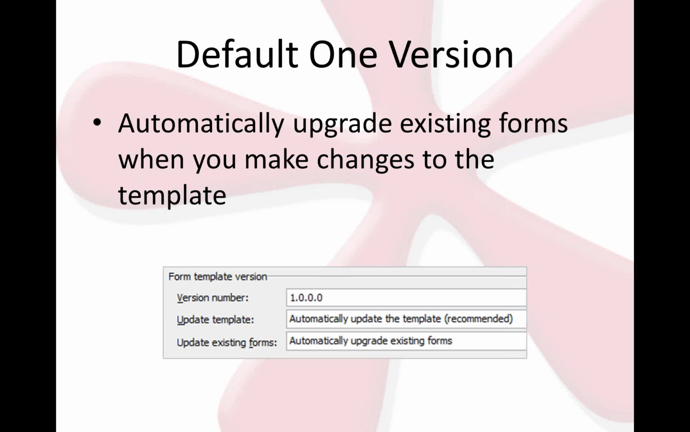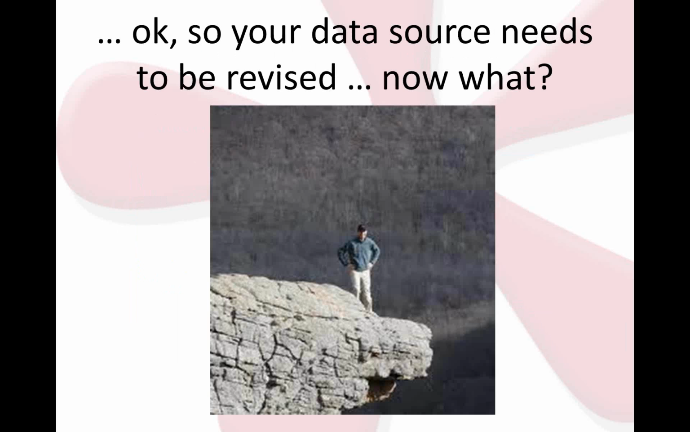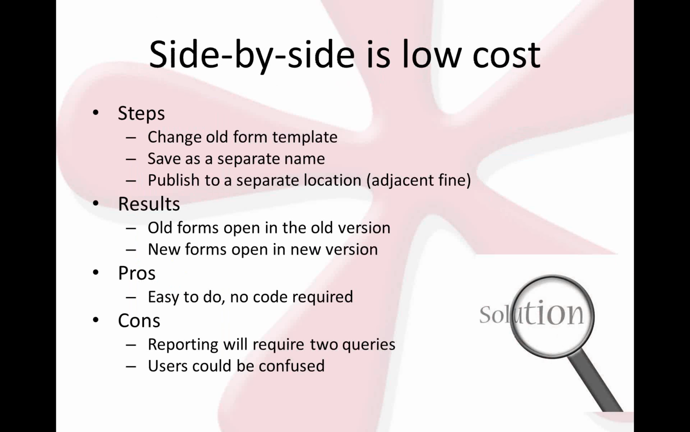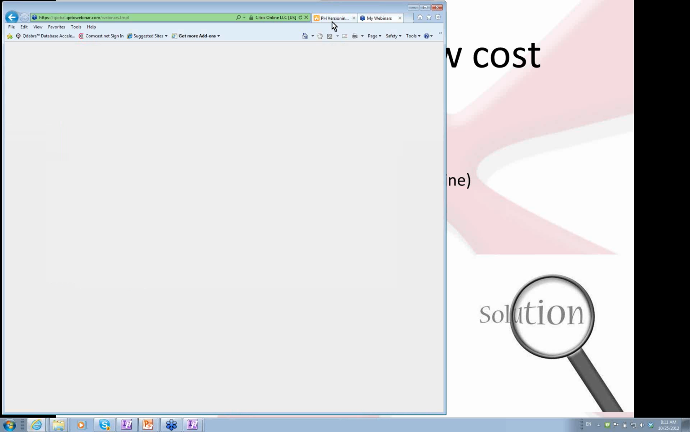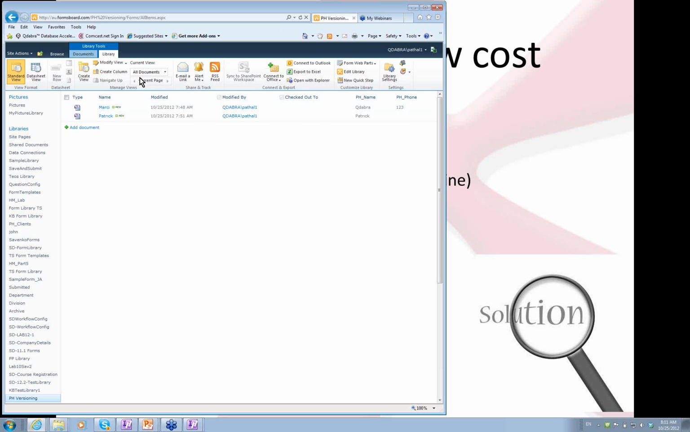So this is when your data source changes, you need side-by-side. Side-by-side is this content type approach, and basically it's very easy to do. Once again, you change the old form template. You've got now a new version, and you saw that I made a significant change to that new version. I published it to a separate location, and let me just show you that site real quick. So I've got a form library here called pH versioning.